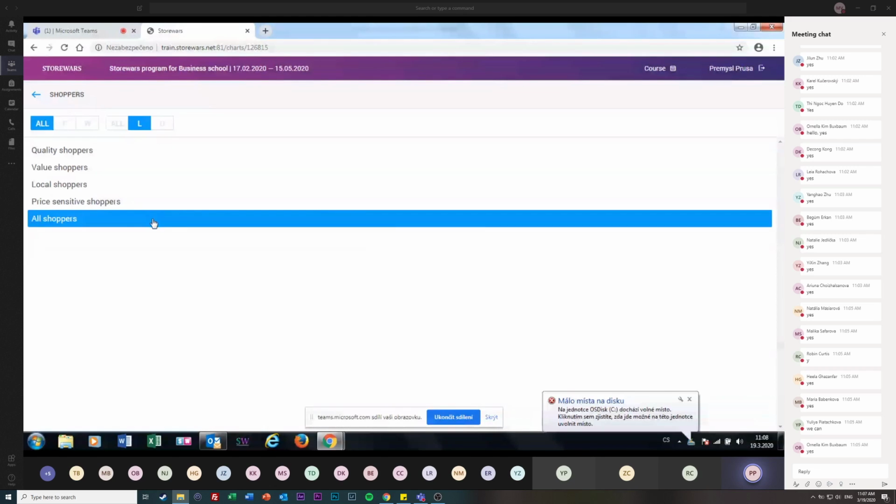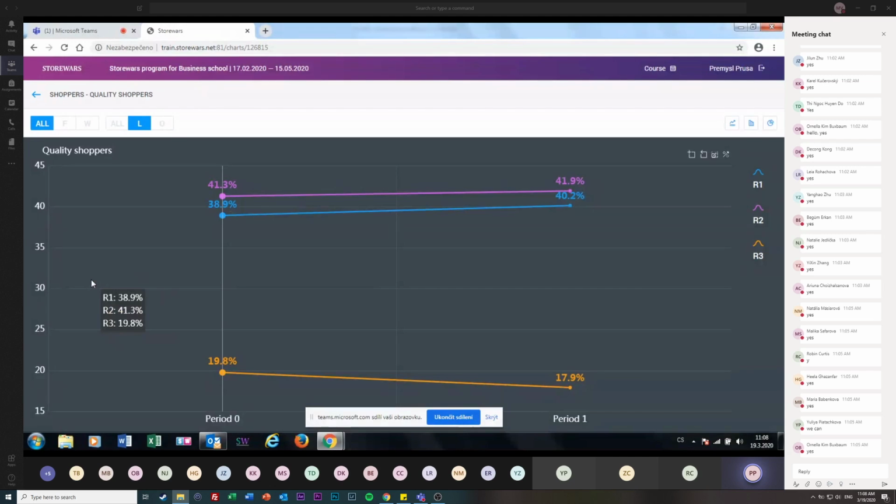So let's see how many shoppers you have. Usually the price sensitive shoppers are the most important ones. That's the biggest group. So let's go step by step, and we will start with quality shoppers. Quality shoppers, so you are doing well, definitely. Both retailers have a lot of quality shoppers. The development is good, even though retailer 2 has slightly more quality shoppers, which means that you concentrate a little bit more on quality. Obviously, that's about the strategy.